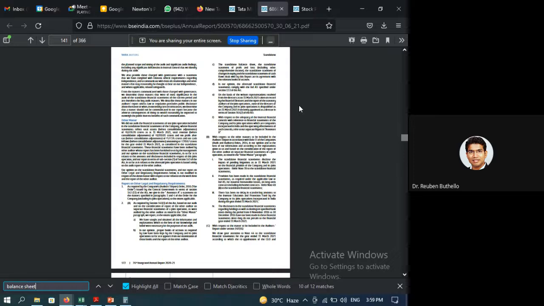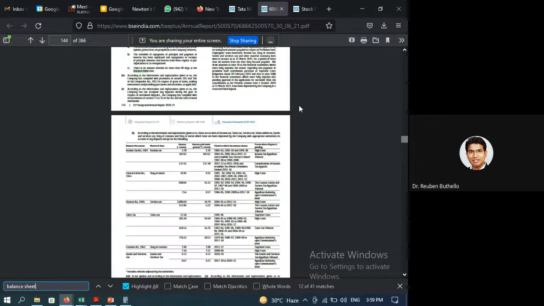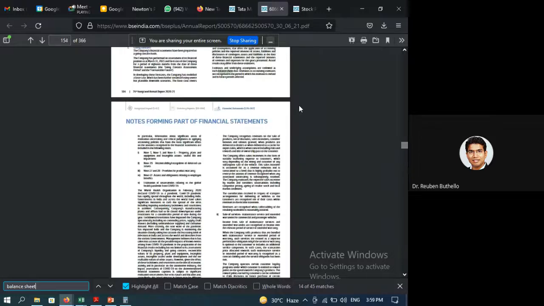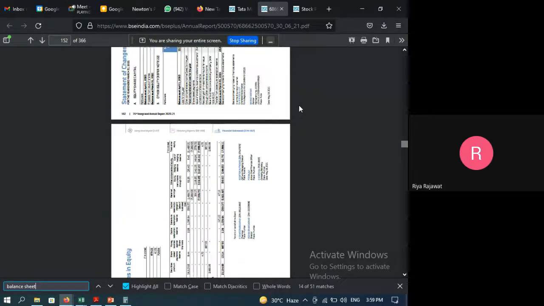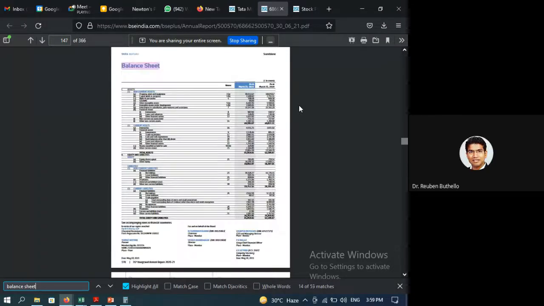And now you told me about the P&L. If I ask you what is a balance sheet, what will you tell me? Sir, kitna apna hai, kitna paraya. Okay, so there we've reached the balance sheet section.